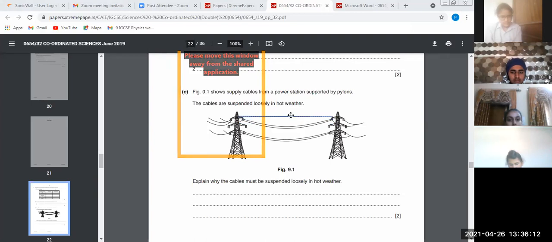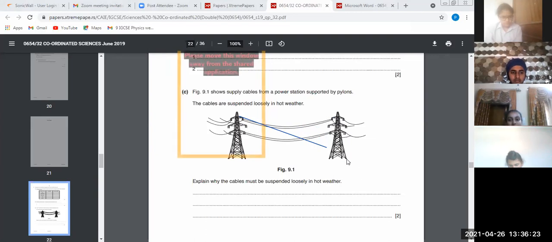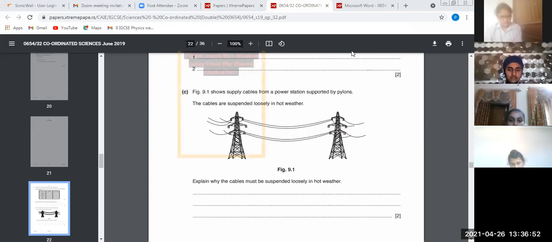Now it is going to be somewhat like this. It broke; it won't go up, it will go down. Fine. So that is why we make it a bit looser, so that even if it contracts, it will be able to maintain the connection on both sides. Okay, already you have a short wire, the more it contracts, it will be detached from the poles. So that is why. Okay, moving to the next question.